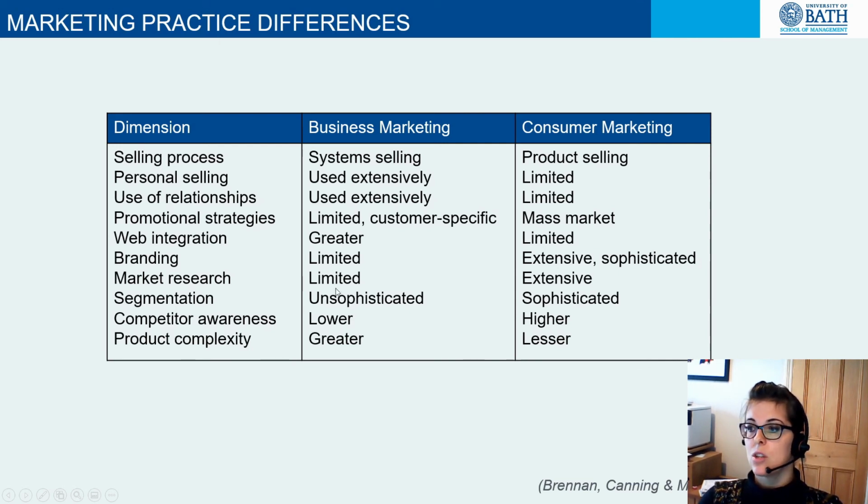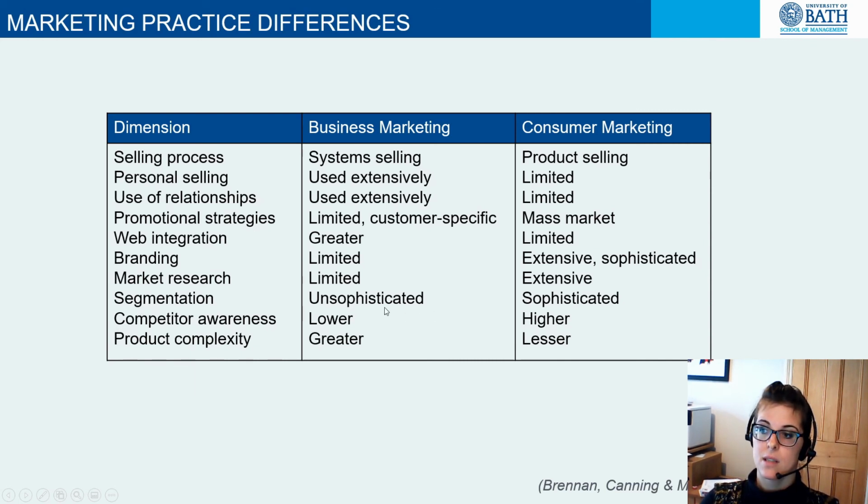Market research, again, is limited because businesses are opaque. It's harder to find out. And actually what often happens is that through the use of personal selling and relationship building, that's how you get your market research. So the stronger your relationships, the more you're able to find out what's going on in the market. It's a lot more limited and it's a lot more informal. Whereas in consumer marketing, as you know, it is extensive.